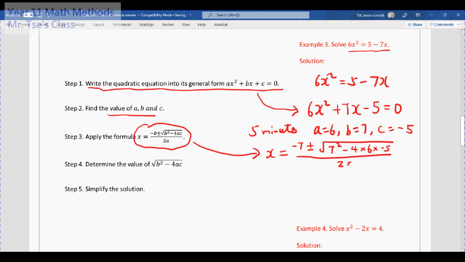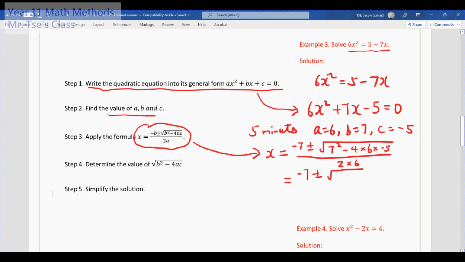Over 2 times 6. Okay, so you then have minus 7, plus or minus the square root of 7 squared. So what will be the contents inside? Remember, just like what we did in the last exam in Year 10 extension maths, there will be one paper, which is Paper 1, where you can't use a calculator. All right, so you need to get used to doing some maths without a calculator. So that 7 squared is 49.